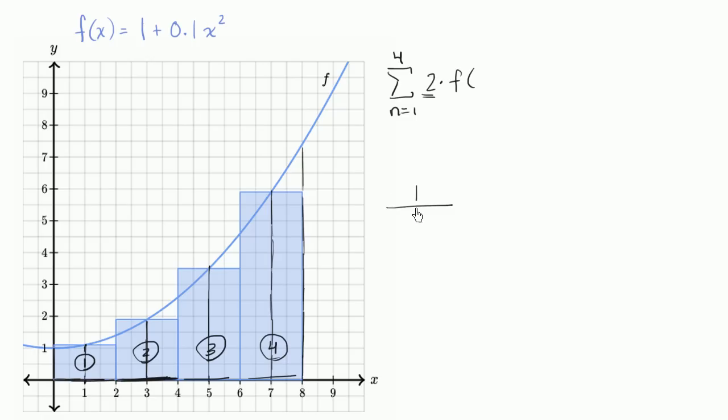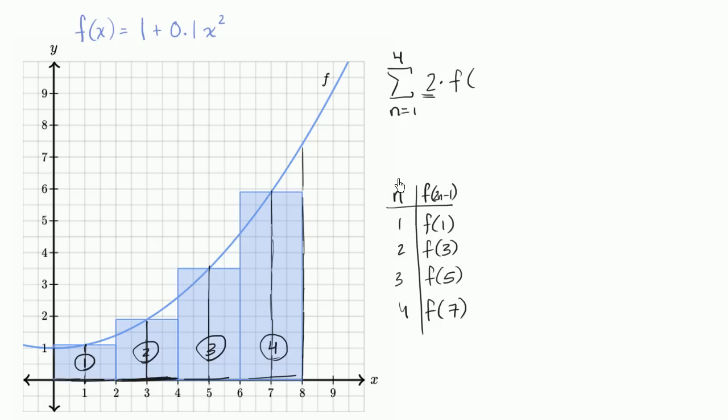Let's see how we want to think about it. When n is 1, 2, 3, 4, we're going to take f of something. For the first rectangle, we take f of 1. For the second rectangle, we're taking f of 3 for the height. For the third rectangle, we're taking f of 5. And for the fourth rectangle, we're taking f of 7. So what's the relationship here? It looks like if you multiply by 2 and subtract 1: 2 times 1 minus 1 is 1. 2 times 2 minus 1 is 3. 2 times 3 minus 1 is 5. 2 times 4 minus 1 is 7. So this is 2n minus 1.